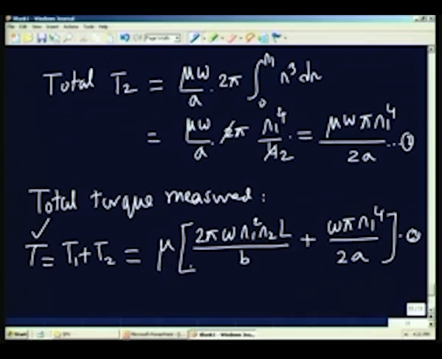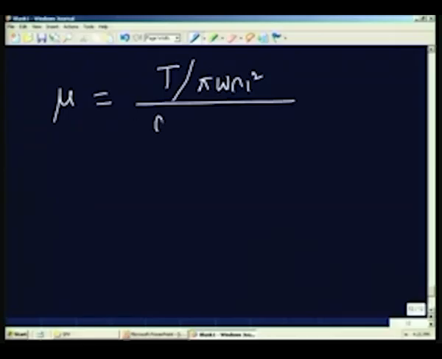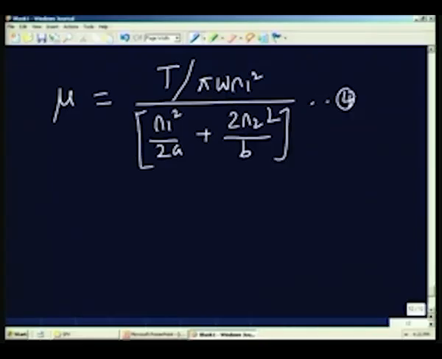You see that T is measured, and all these quantities inside this bracket are measurable. Omega is the speed which can be measured, r1, r2, L are all the geometric parameters describing the apparatus. Therefore, I can solve for mu. So mu will be nothing but the torque measured divided by the geometric parameters and the speed omega, which is also measured. Therefore, we can write the final expression as the viscosity mu equal to total T divided by pi omega r1 squared times the quantity r1 squared by 2a plus 2 r2 L by b. This is the final expression, which we will call expression 4.